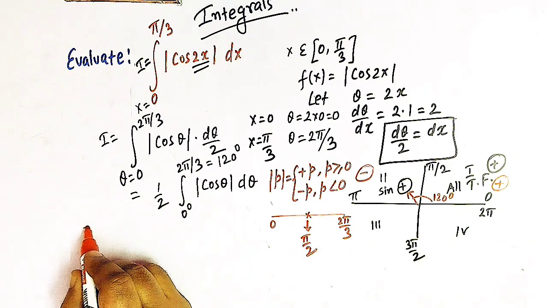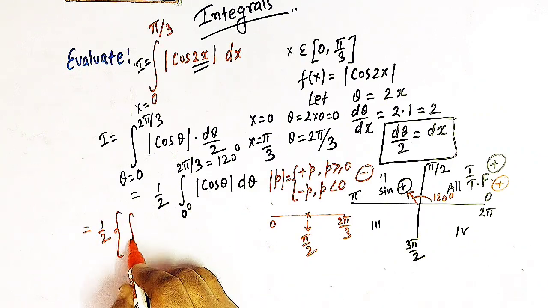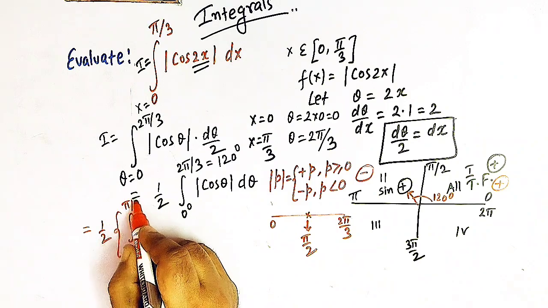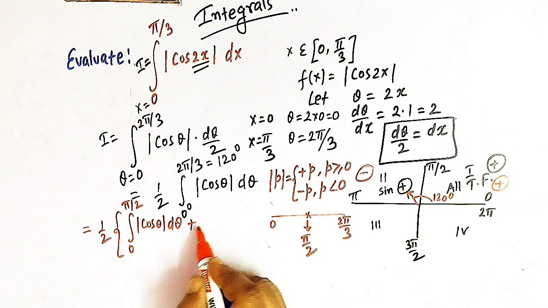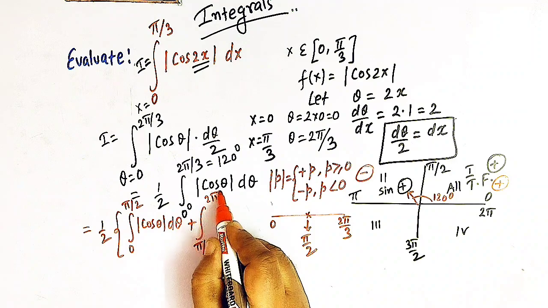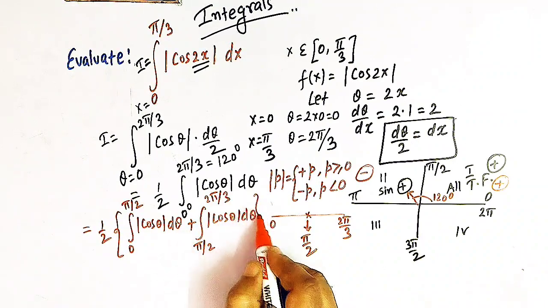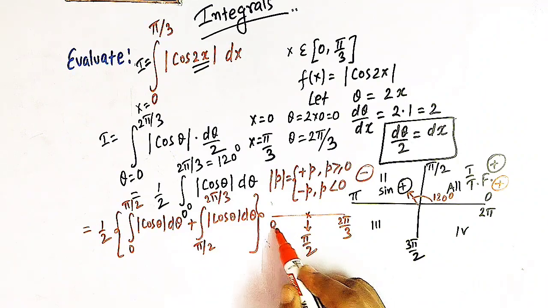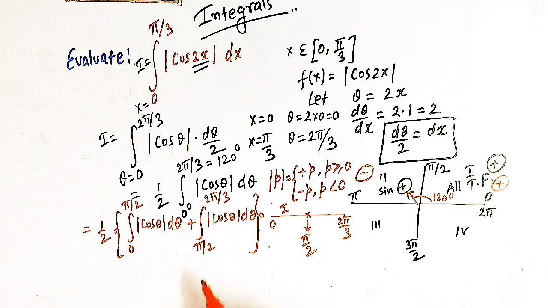So we can break it at this point, which is pi by 2, right? So we'll write this integral as a sum of two integrals. That is, one is from 0 to pi by 2, then we have mod of cos theta, d theta. Then here we have from pi by 2 to 2 pi by 3, mod of cos theta d theta, right? So when we go from 0 to pi by 2, we are in the first quadrant, and when we go from pi by 2 to 2 pi by 3, we are in the second quadrant, right?